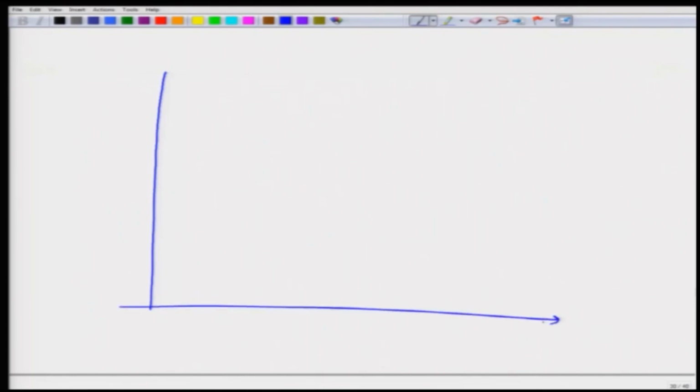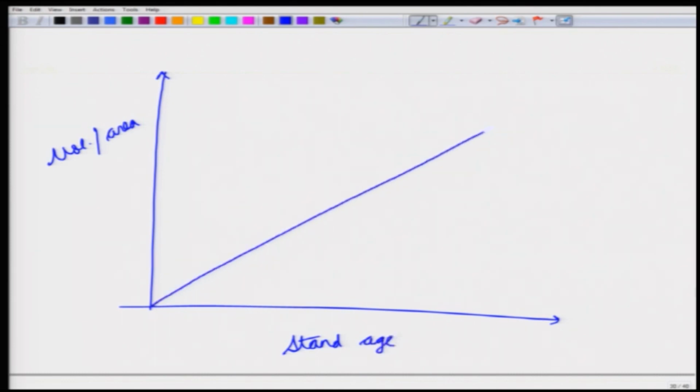On the other hand, if there is a stand that is of 0 years of age, the plants have not put up any increment, so the total volume is 0. So, essentially what it says is that if we plotted volume per unit area versus the stand age, we will get a curve like this. For a higher stand age, let us say 20 years, the volume per unit area is more, whereas for a lesser age, say 7 years, the volume per unit area in the stand is lesser.